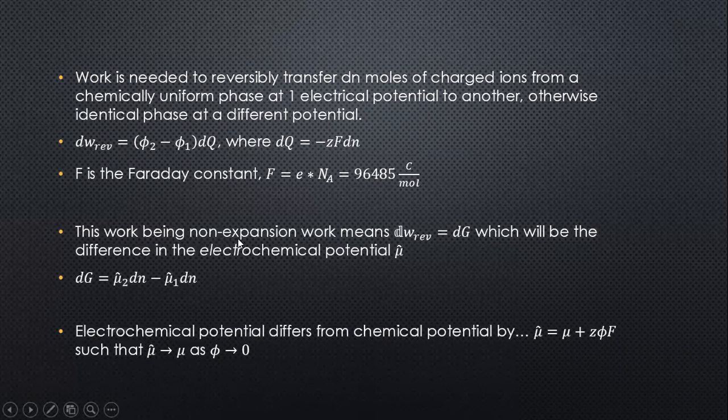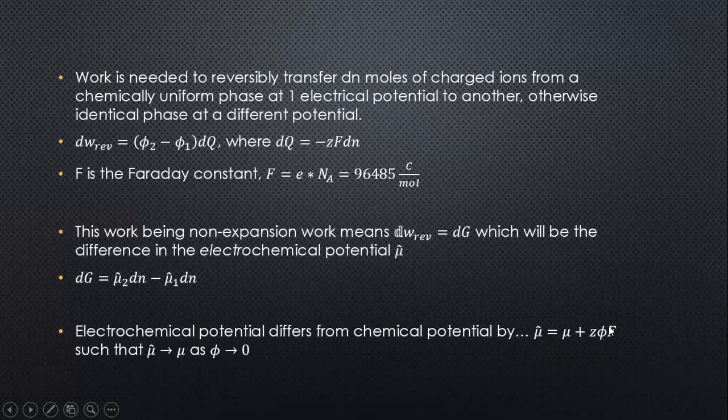Now, because this is non-expansion work, the change in Gibbs is related to the change in work. There will be a difference in the electrochemical potential. So there's going to be mu hat, which is different from our standard mu. We can say that the change in Gibbs is mu hat 2 times the change in moles minus mu hat 1 times the change in moles. But the electrochemical potential differs from the chemical potential by a factor of zF.